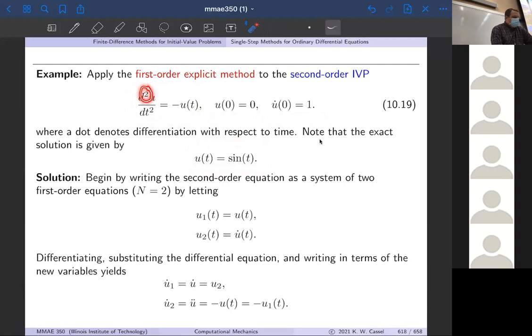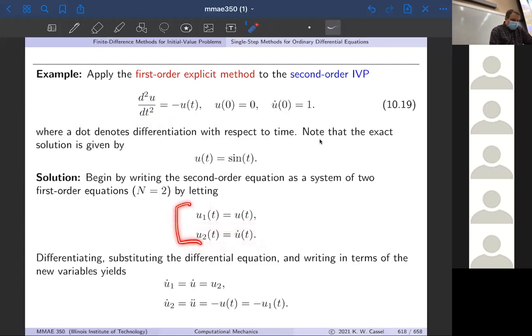So I'm going to convert my nth order differential equation to n first order differential equations. So that means I'm going to convert my second order differential equation to 2 first order equations. How do I do that? I define a new set of variables, u1 and u2. u1 will be the original u, and u2 will be du dt, or u dot for short.